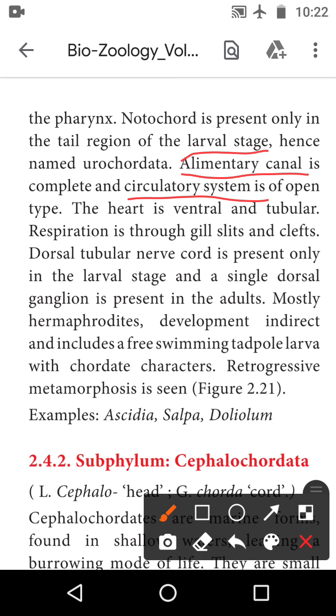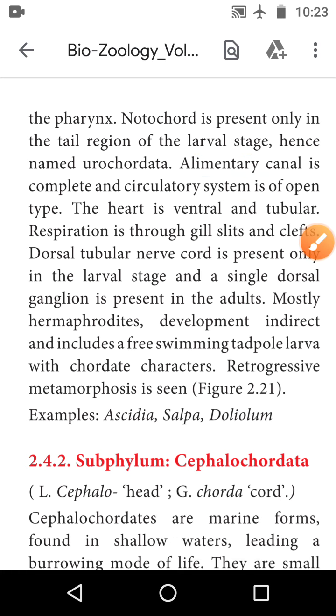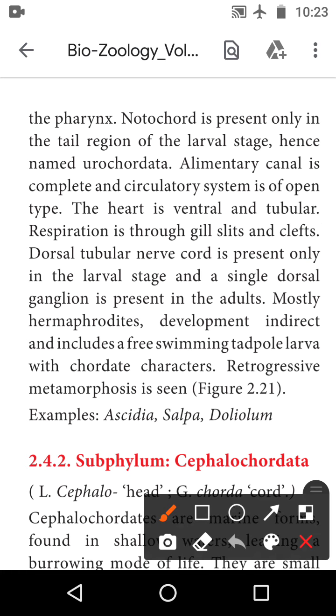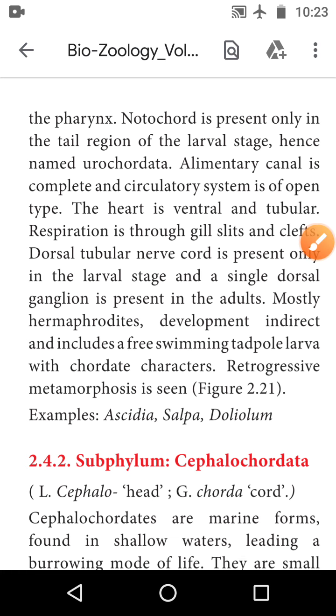So what are the blood vessels? The blood vessels are arteries, veins and capillaries. If these three are absent, it is the open type. Closed type circulatory system means the blood vessels are present. Okay. Then heart is ventral and tubular. Then respiration is through the gills. It is the type of respiration.